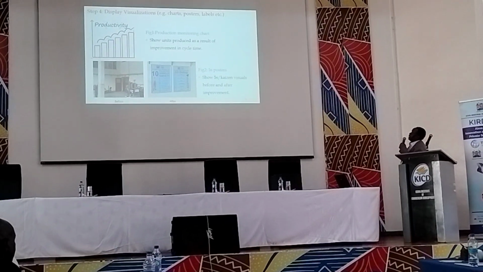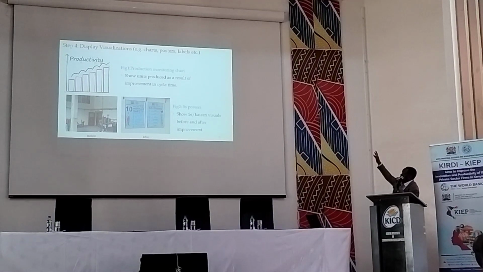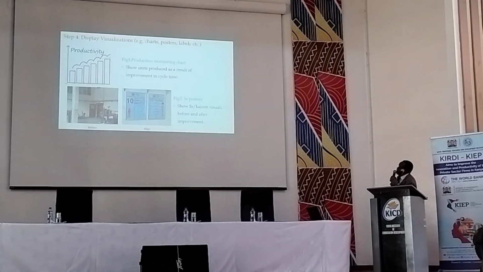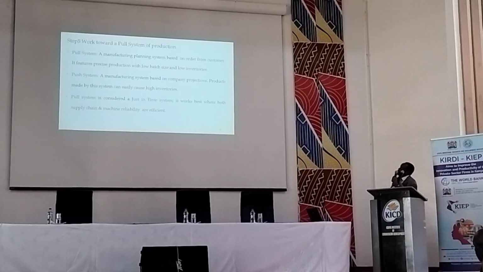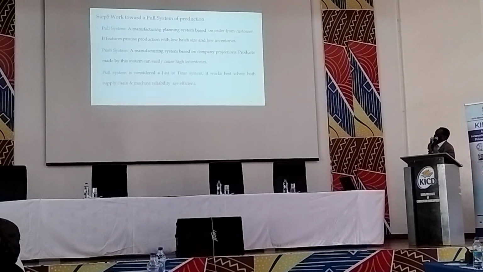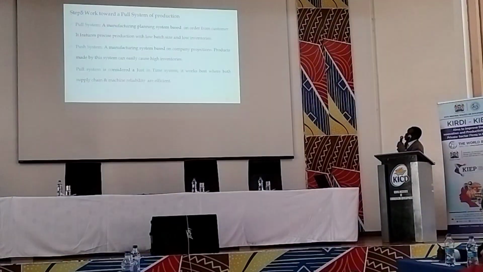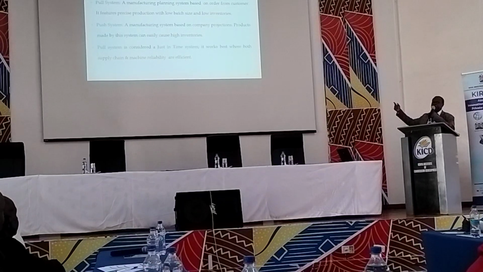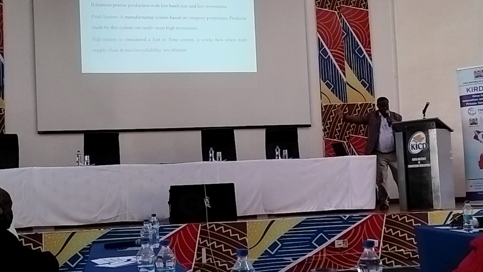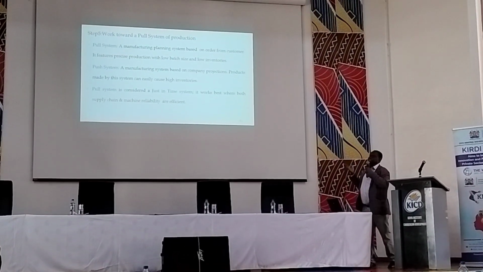Next slide. The fourth step is you display visuals in your place, showing productivity, showing safety, and the rest. Next slide. Work towards a pull system of production. That is, try as much as possible to work on orders from the customer. Do not do huge company projections, because you may end up with a big inventory. Try as much as possible to work on customer orders if it is possible.